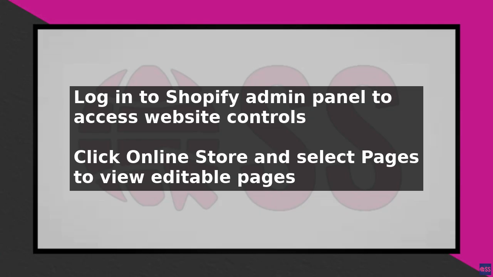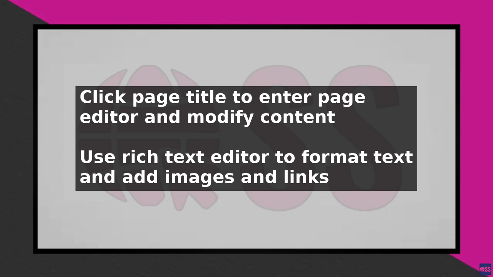Once you are logged in, click on the Online Store option in the navigation menu. Then select Pages from the drop-down list. This will take you to the Pages section where you can view and edit all the pages on your website. To edit a page, click on the page title, and you will be taken to the page editor.